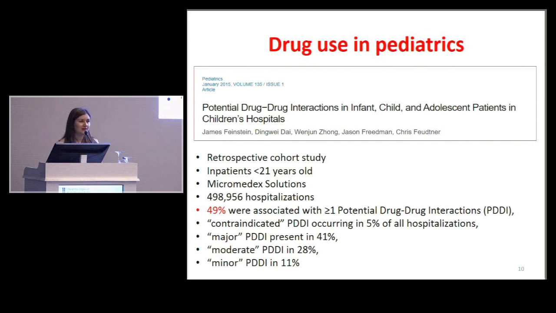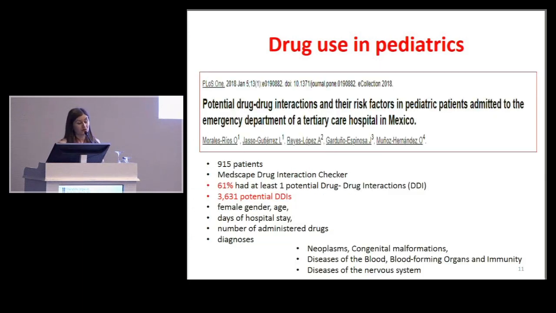About 500,000 children were evaluated, and in 50% of them there were associated potential drug-drug interactions, and 41% of them major, 28% moderate, and 11% mild drug interaction.